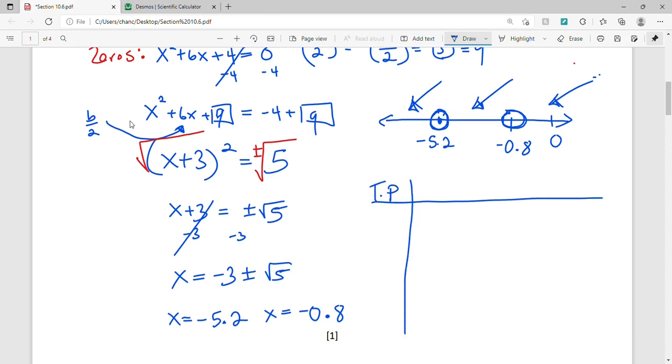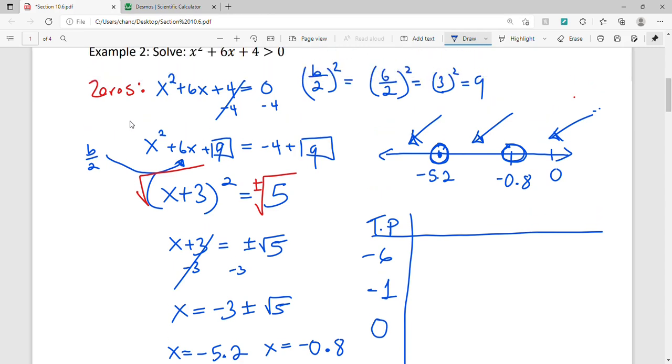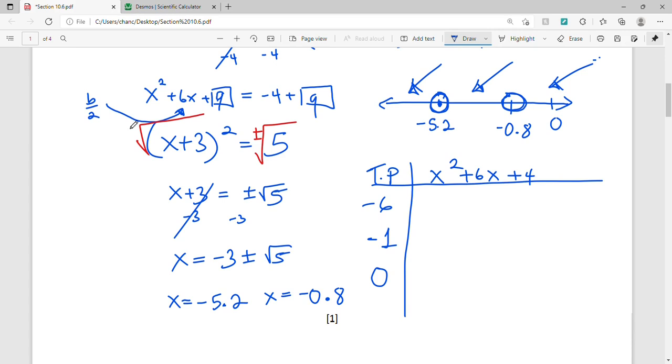We'll pick some test points. What's a good number to the left of negative 5.2? I'll pick negative 6. What's a good number between negative 5.2 and negative 0.8? I'll pick an easy one. Let's pick negative 1. What's a good number to the right of negative 0.8? We'll pick 0. That's an easy number to use. And on top, we always like to put the factors, but in this case, x squared plus 6x plus 4 was not factorable, so I'll put the whole thing, and we'll look for the sign. If you plug in a 0 into x squared plus 6x plus 4, you're going to get a positive number.